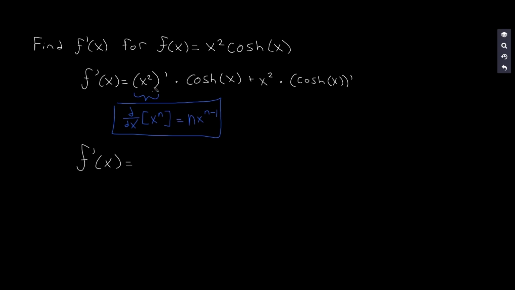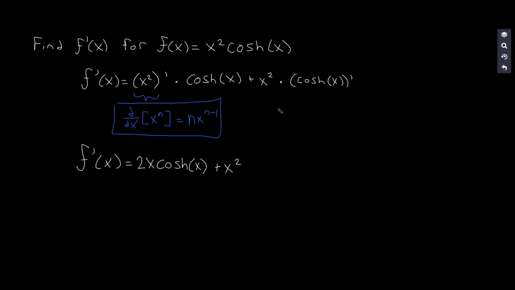F prime of x equals the derivative of x squared. What's the derivative of x squared? We're going to pull that 2 out front. X subtract 1, it's just going to be 2x if I'm not mistaken. And then it's times cosh of x, so we'll just put cosh of x. That's what it means. You're multiplying them if they're next to each other. And we're going to leave this x squared here alone, so we'll say just plus x squared.